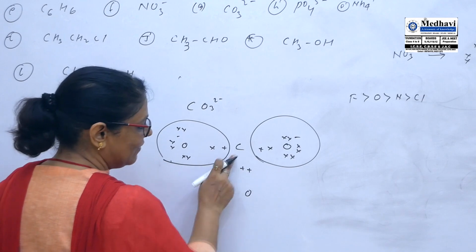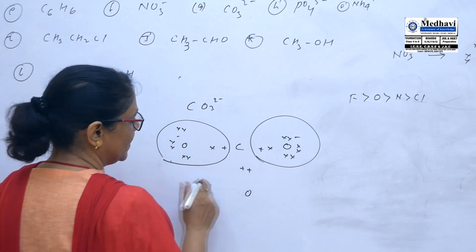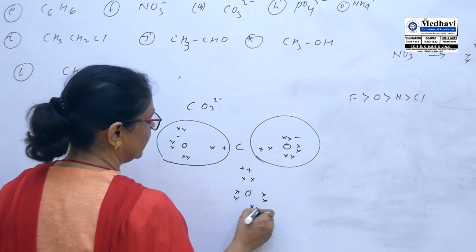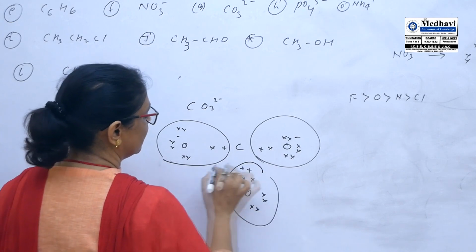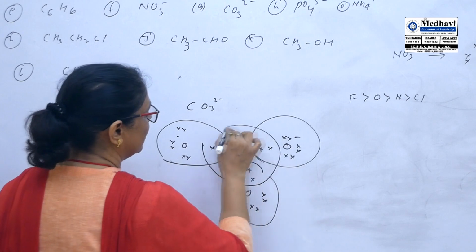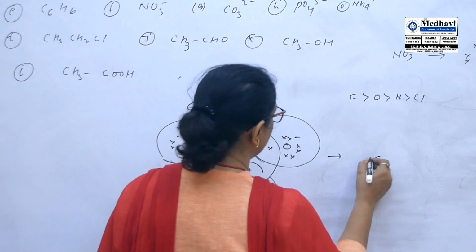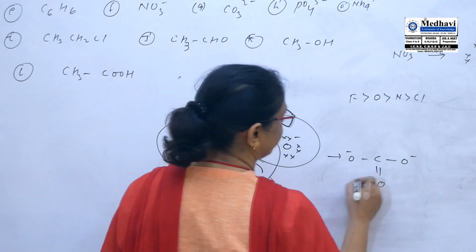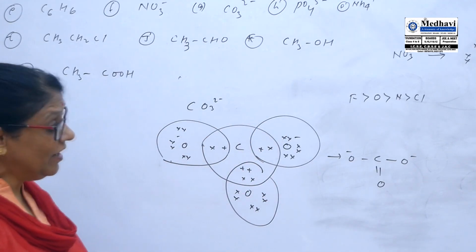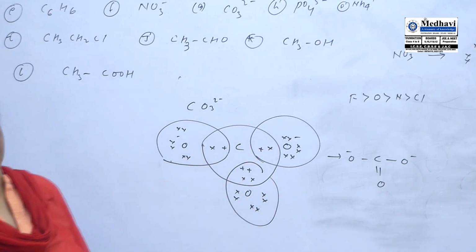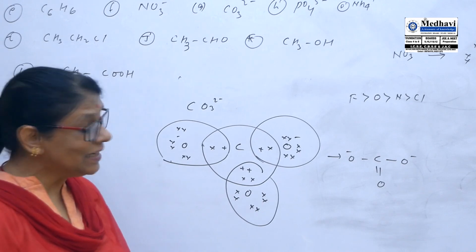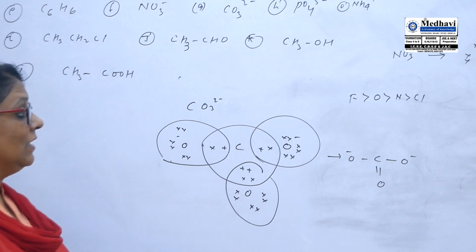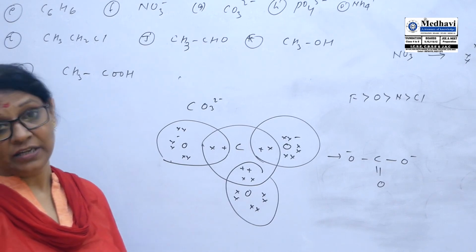So equal sharing takes place between carbon and oxygen. So here oxygen will put its 2 electrons inside and the remaining outside. So here all the bonds are covalent bonds. There is no coordinate bond. So whenever we are going to draw the dot structure of radicals, we have to be careful whether coordinate bond formation takes place or not.